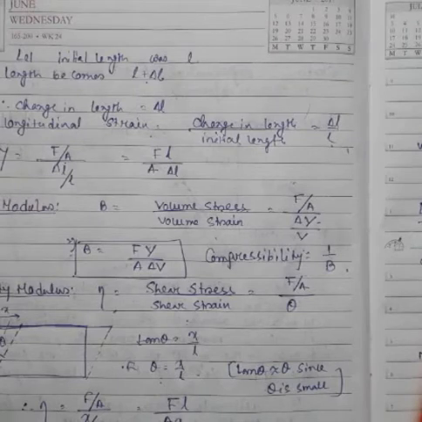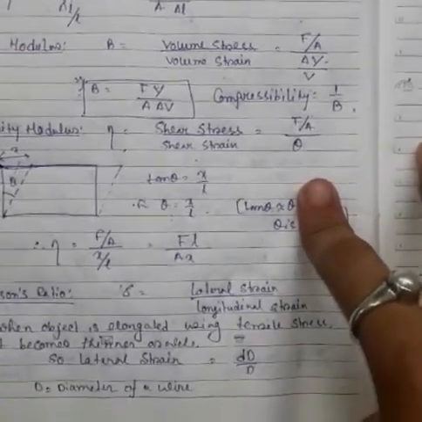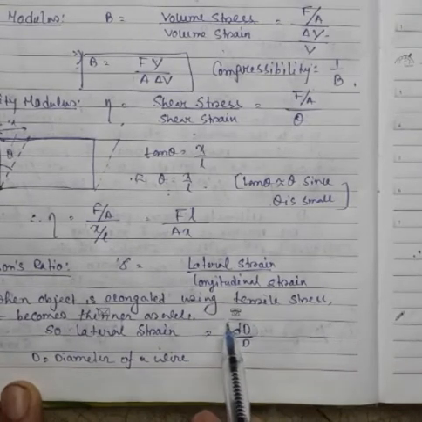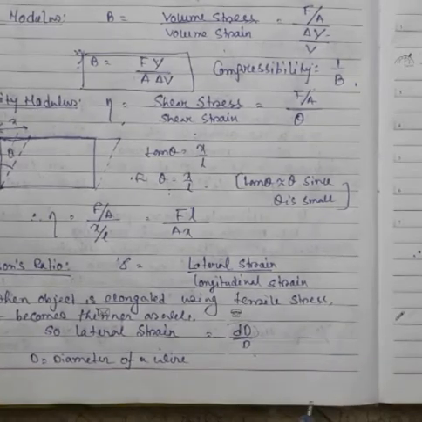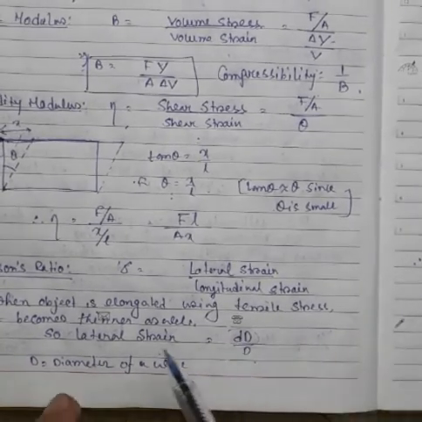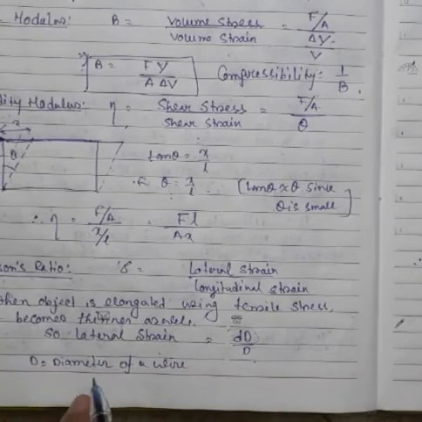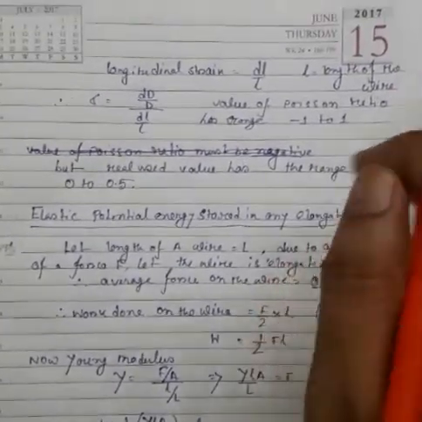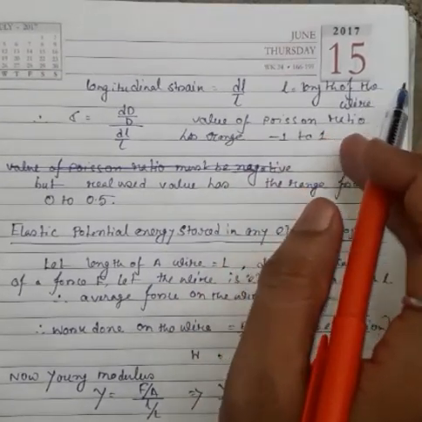That is the lateral strain divided by longitudinal strain. Lateral strain means how much deformation it has got in the lateral direction. Lateral direction means in its cross section. So lateral strain is defined like dD by capital D, that is the change in diameter divided by initial diameter. Instead of using cross sectional area, just diameter has been used for a wire. So D is the diameter of the wire, and longitudinal strain, as we all know, is dL by L, where dL is the change of length and L is the initial length.